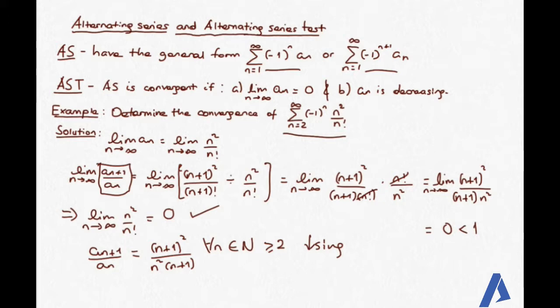Since it is decreasing, both conditions are satisfied. So in the end, what can we deduce? The alternating series, the summation of -1 to the power of n times n square over n factorial from n equals 2 up to infinity, is convergent.